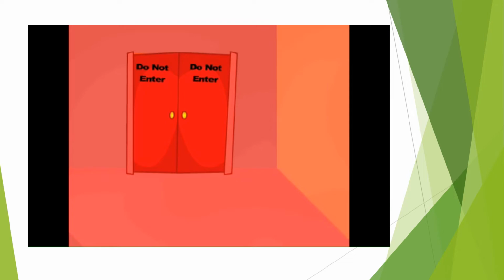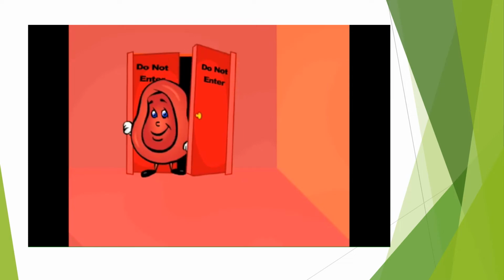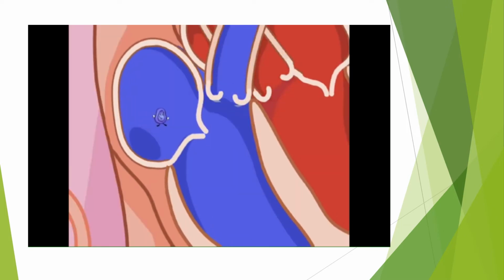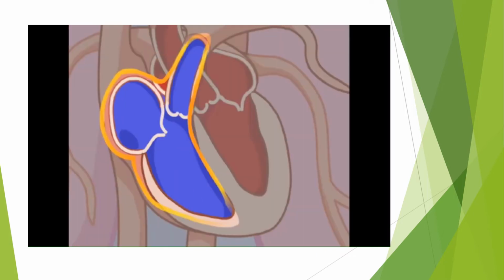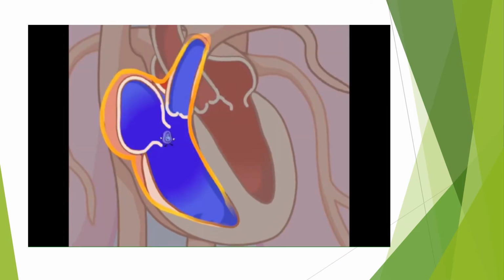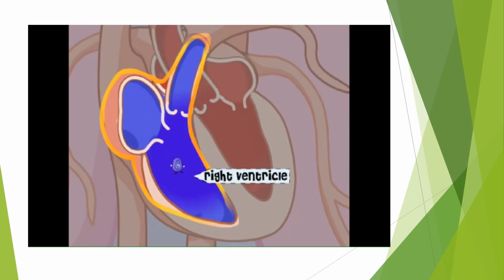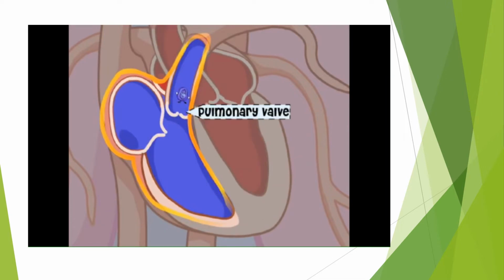Going through the heart is easy because the heart has special rooms and doors that only open one way. Right now I am entering the right side of the heart. I go through the first room called the right atrium, through the first door called the tricuspid valve, through the second room called the right ventricle, and through the second door called the pulmonary valve.